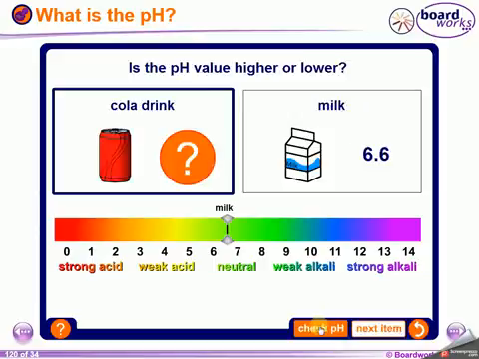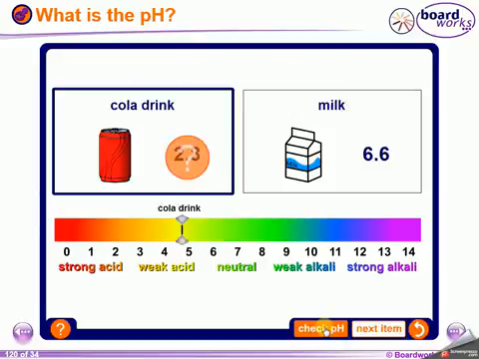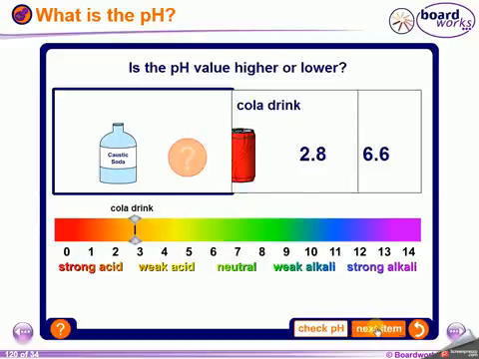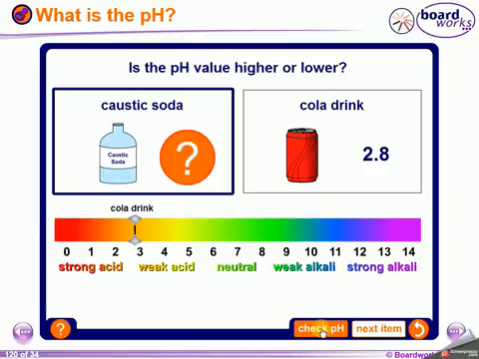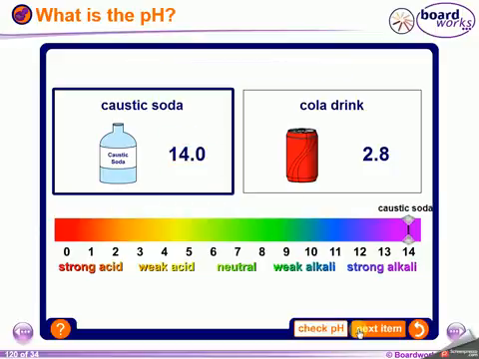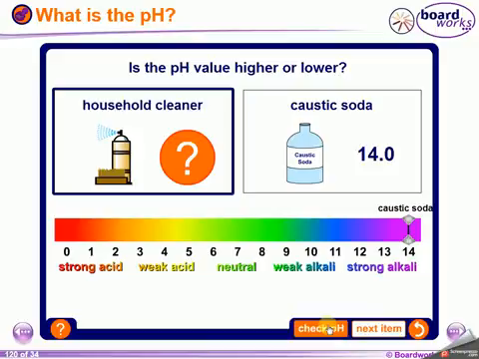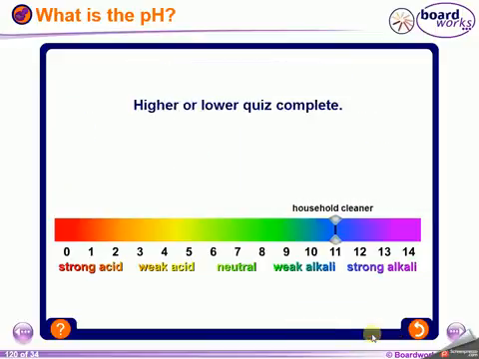Okay, next item. Cola drink, I'm going to say pH 3. 2.8, close enough. And caustic soda, I'm going to say 14. Okay, next item. Household cleaner, 12. 11, there you go. Just make sure that you're all aware of the different pHs of different things.